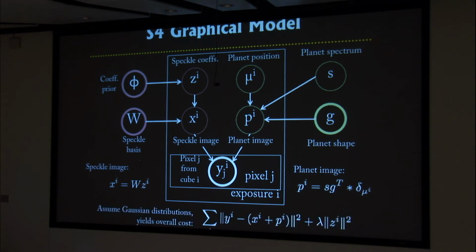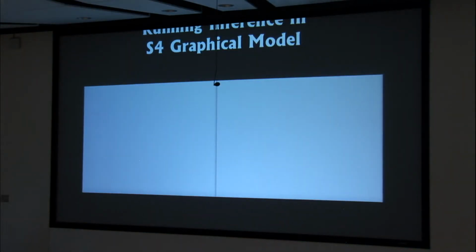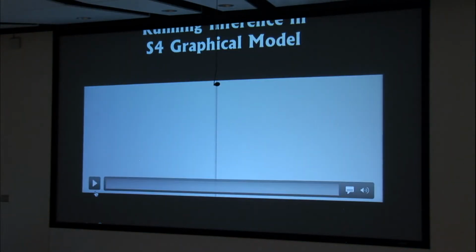The objective function you're actually minimizing, for this particular case, assumes Gaussian noise and some fairly simple other things. It turns out to be quadratic. It is actually constrained quadratic because the planetary spectrum can't be negative, so these variables S have to be strictly greater than or equal to 0. Therefore it is a constrained convex optimization, so we're guaranteed to get to the same solution. What I'm going to show you now is running inference in this model.